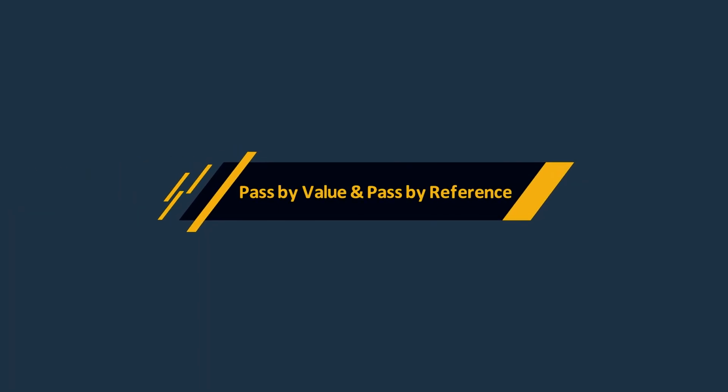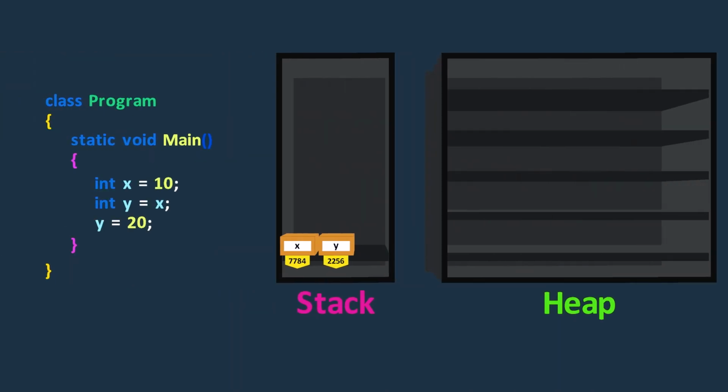Hello everyone, welcome again. In C#, the behavior of value types and reference types when used as method arguments can have different results. It's important to understand these differences to write correct and efficient code. Let's start with value type parameters.